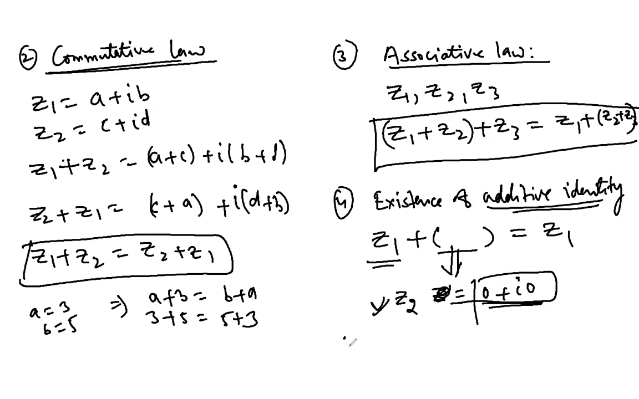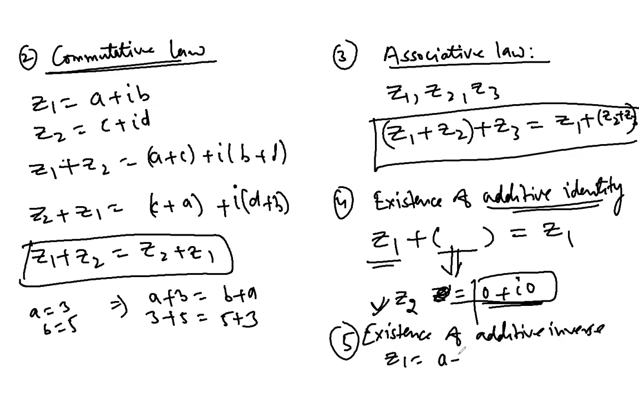Okay. Now the fifth one, which is the last property that addition of complex numbers follows, is existence of additive inverse. So you have complex number Z1, which is simply equal to A plus iota B. In additive inverse, what we do is we just change the sign of the real and imaginary parts.